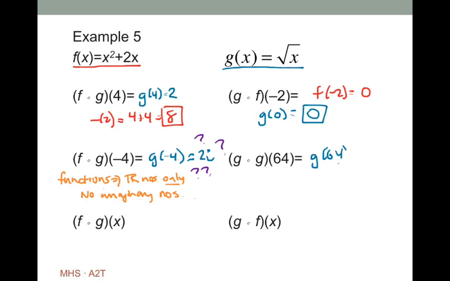G of g of 4, that just means evaluate the function twice in the same function. So the square root of 64 is 8. Then you take that result and plug it back into the function again. Square root of 8 is 2 radical 2.